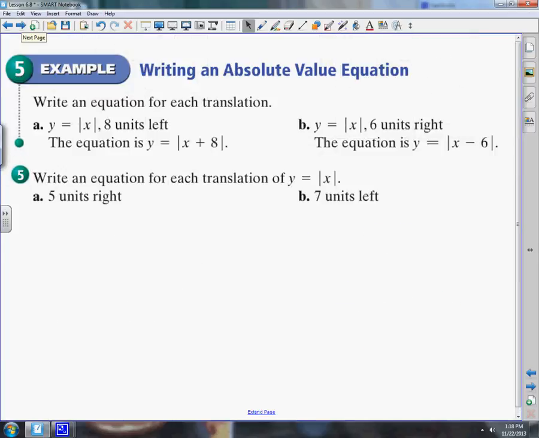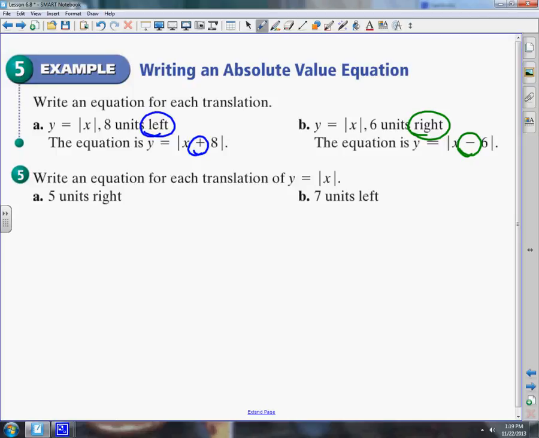So writing an absolute value equation. So if I say I have y equals absolute value of x and I want to go 8 units to the left, your equation is x plus 8. If I go 6 units to the right, it's x minus 6. So it's kind of the opposite of what we've been doing, and you kind of already know that with absolute value, everything seems kind of backwards because it makes it all positive. So whenever you go to the left, you're going to add. You might want to write that down. Whenever you go to the right, you're going to subtract.